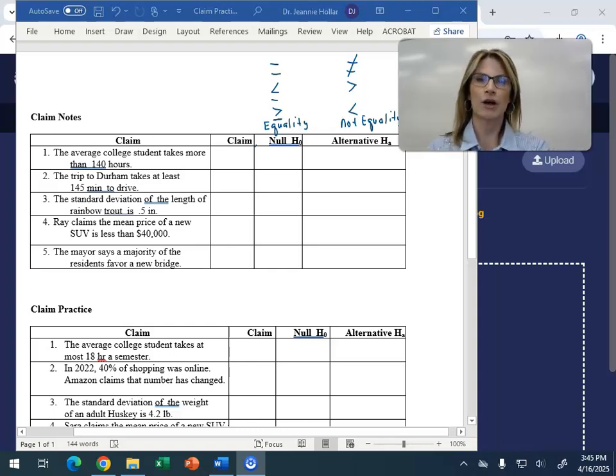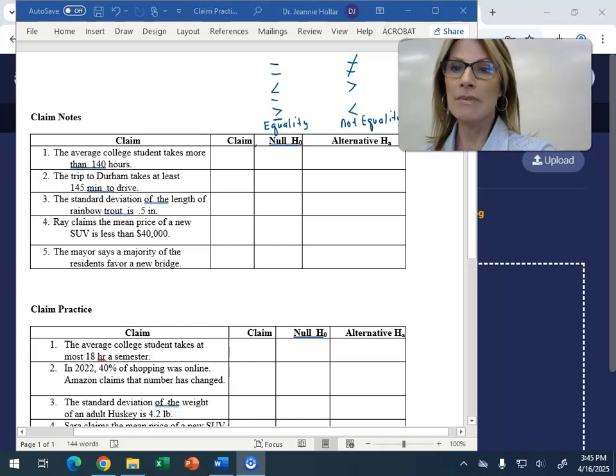But before you can do a hypothesis test, you have to be able to identify what it is that you are claiming and be able to write what we're going to be calling the null and the alternative. So we're going to start out and talk about the claim, and you can write a claim about a mean or a proportion or a standard deviation.